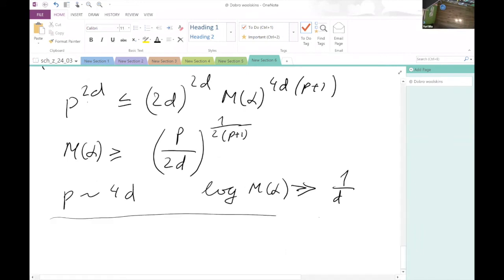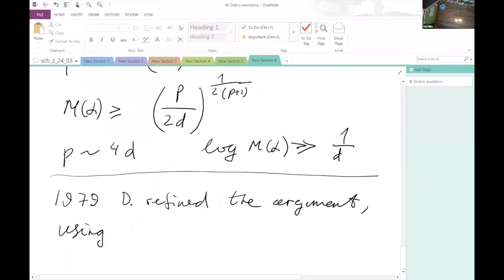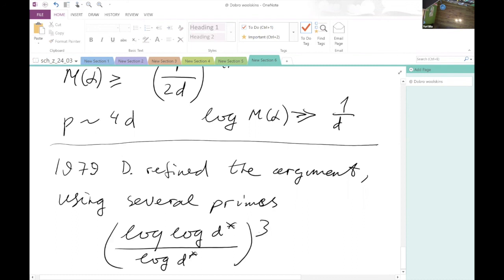So this is the 78 argument. In the 79 paper, Dobrovolsky refined this argument by taking several p. He used several prime numbers. And well, if you optimize things correctly, then you obtain this funny logarithmic bound. Well, I don't think it makes sense for me to go further because we don't formally need Dobrovolsky's argument.